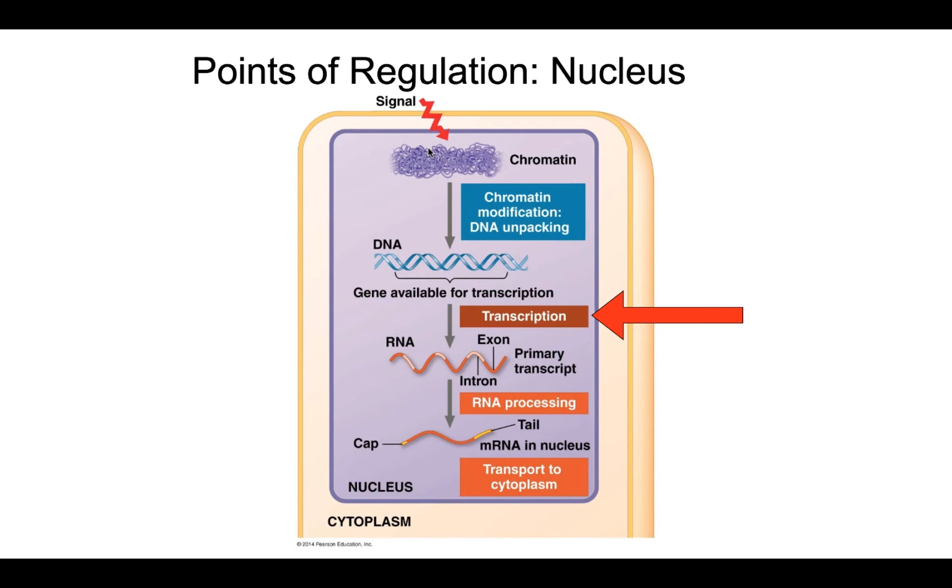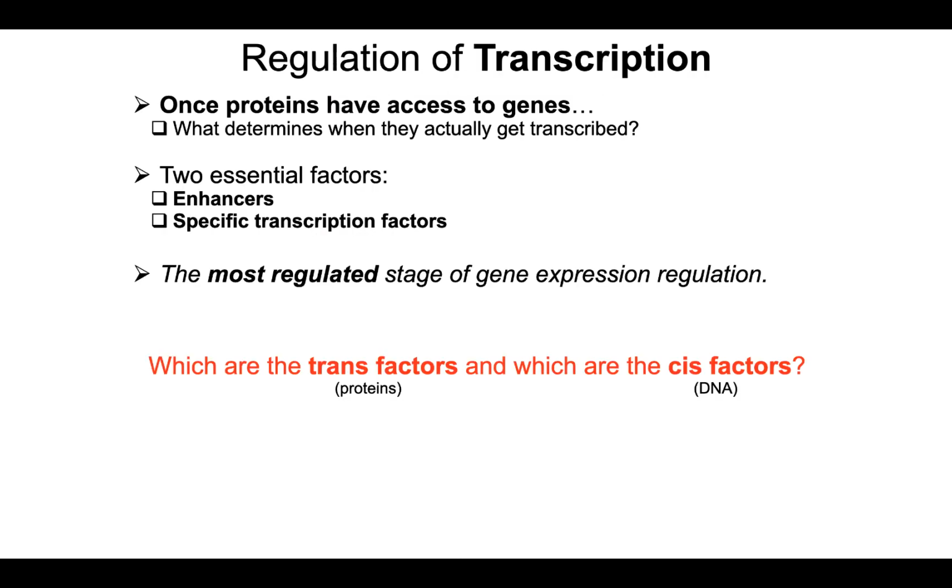Let's assume now it's open, and now we're looking at what determines whether or not that transcriptional machinery is going to bind to a promoter of a gene and turn that gene on. So we're looking at this level of regulation here. Now, there are two absolutely essential factors necessary for the regulation of transcription, and to understand these two is absolutely essential. The first is what we call the cis factors, the things that are connected to the gene itself.